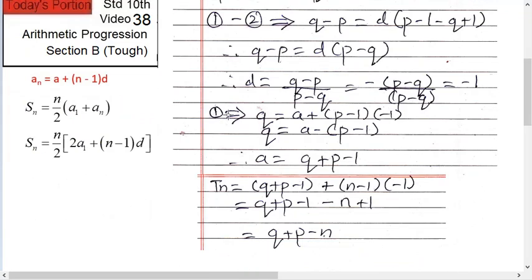So see this. Equation 1 is what? Q equals to A plus P minus 1 into minus 1 because D is minus 1 now. Therefore Q equals to A minus P minus 1, that is therefore A equals to, take everything on the other side, Q plus P minus 1. Now you got A and D.